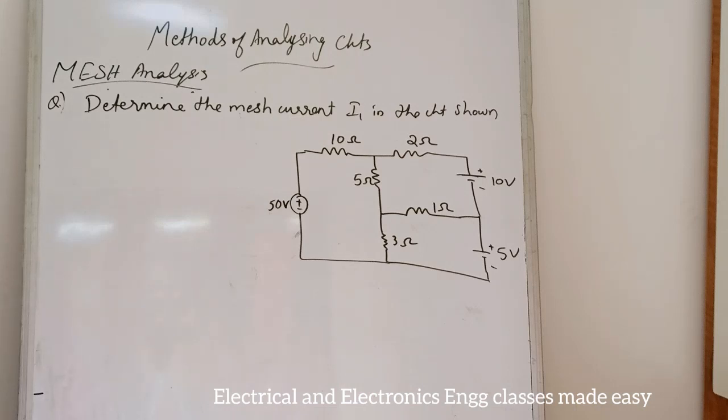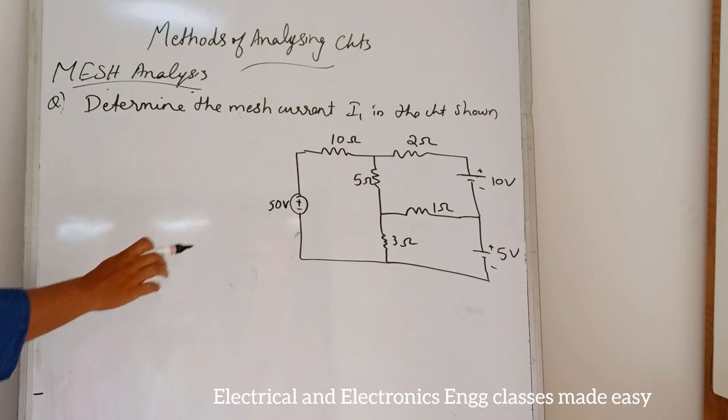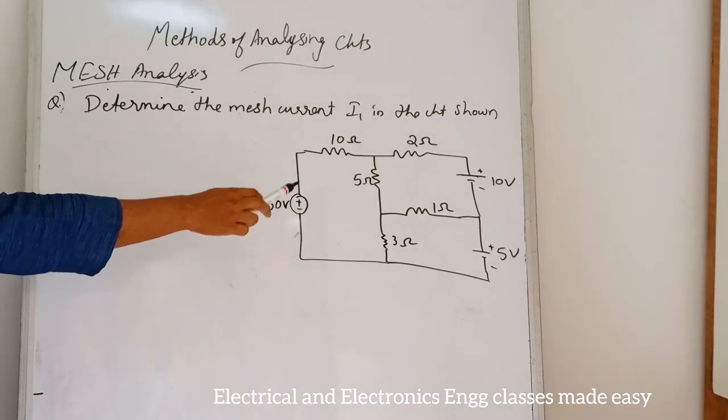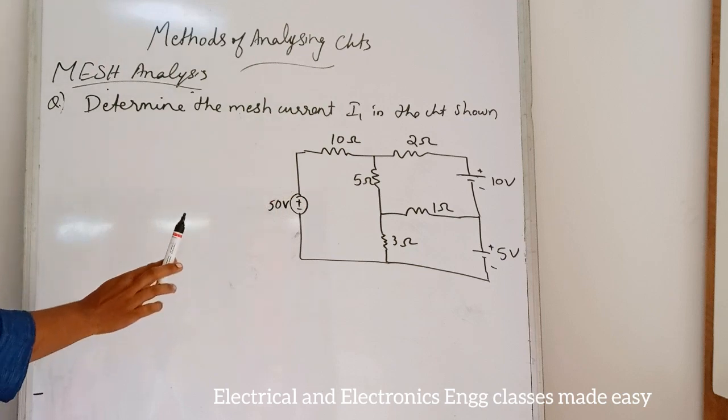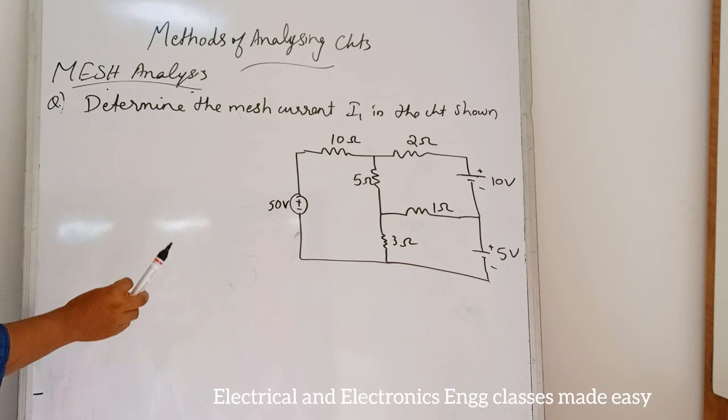Let us do another problem. Determine the mesh current I1 in the circuit shown. So this is the given circuit. There are no crossovers, so this is a planar circuit. Now we have to select the currents. There are 3 loops.